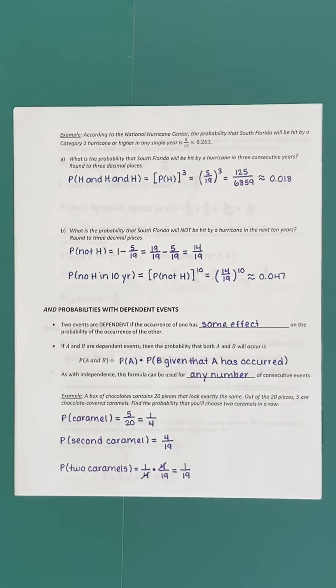Now, what happens if that's not the case? So two events are dependent if the occurrence of one has some effect. It can have differing effects, but it has some effect on the probability of the occurrence of the other. So we're talking about a sequence of events, so A occurring and then B occurring. If whether or not A occurs either increases or decreases the likelihood of B, then that means A has an effect on B.